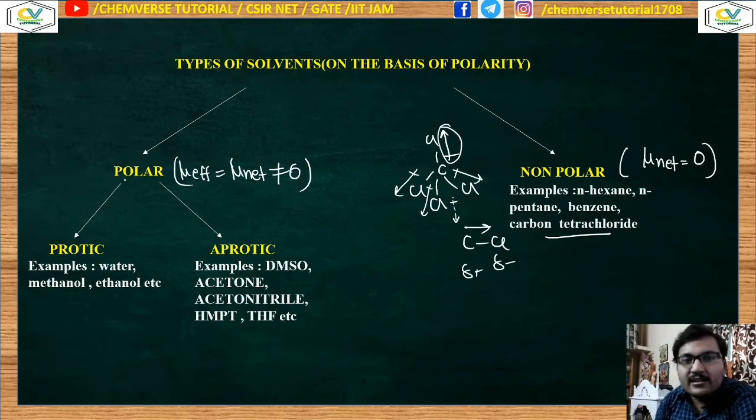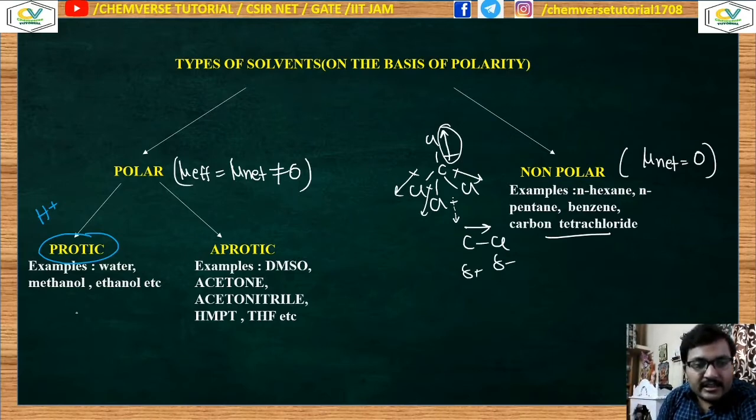Now our polar solvents are again classified into protic polar solvents and aprotic polar solvents. From the name protic, you can guess that it is somewhat related to proton. Actually it has an ionizable H+, that is an ionizable hydrogen or proton, in the structure of the molecule, and you can think that they can form hydrogen bonding under suitable conditions, like water.